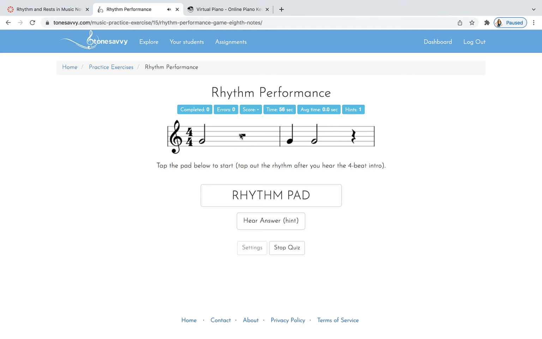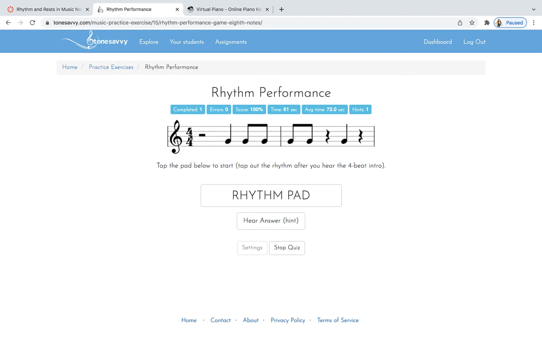1, 2. 1, 2, 3, rest. And if you're going to tap it, 1, 2, rest, rest. 1, 2, 3, rest. Okay, and of course, in this program, you don't have to hold down those whole notes or half notes. Let's see what's happening here.